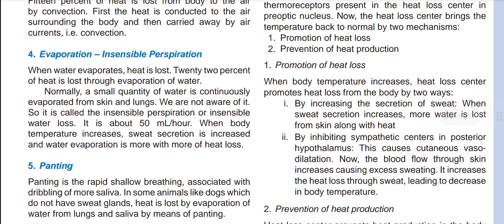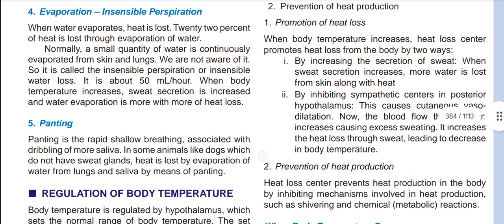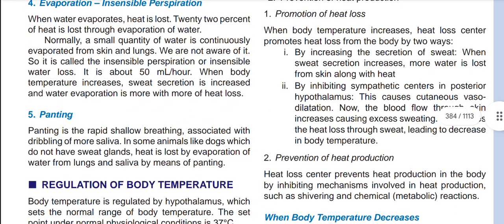Number 4 is evaporation. In evaporation, or insensible perspiration, when water evaporates, heat is lost. 22% of heat is lost through evaporation of water. Normally, a small quantity of water is continuously evaporated from skin and lungs. We are not aware of it, and so it is called insensible perspiration or insensible water loss. It is about 50 ml per hour. When the body temperature increases, sweat secretion is increased and water evaporation is more, with more heat loss.